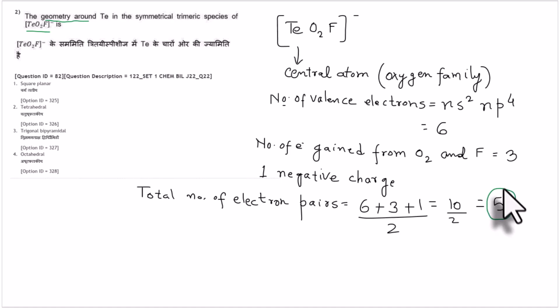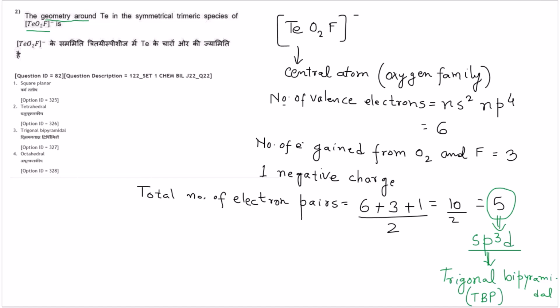And 5 electron pairs belong to which kind of hybridization in VSEPR theory? It belongs to sp3d hybridization, which gives the regular geometry as trigonal bipyramidal, also known as TBP.